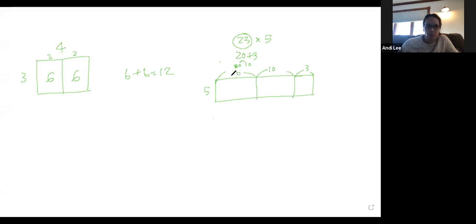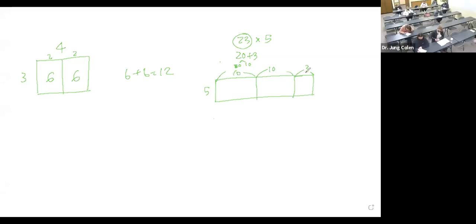This is what I got, and it shows 10 plus 10 plus 3, which is 23, right? So we have 23 times 5. And they don't know how to multiply 23 times 5, but they know how to multiply 5 times 10. 5 times 10 is 50, and 5 times 10 is 50. 5 times 3 is 15. So they can just add all of those areas together.